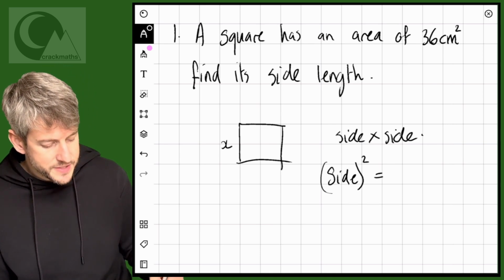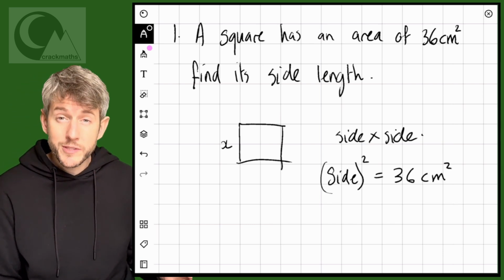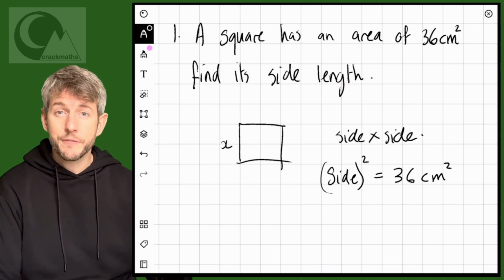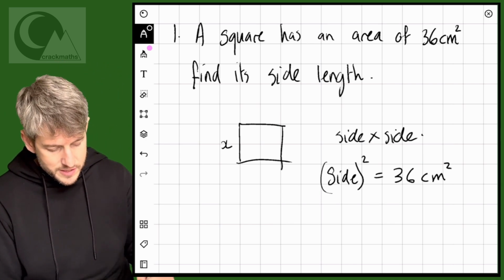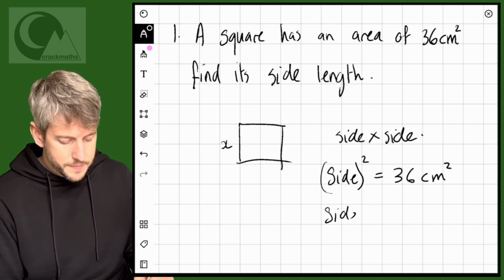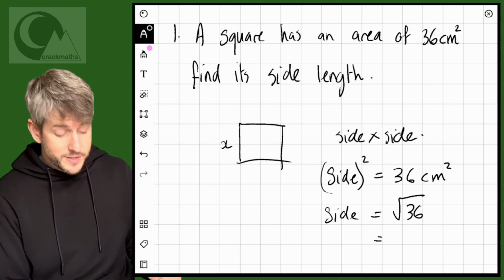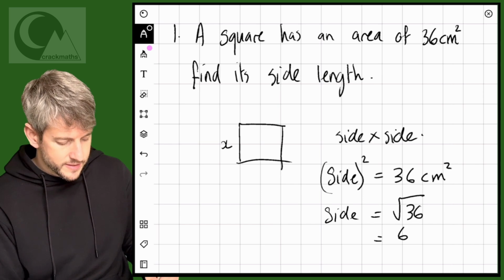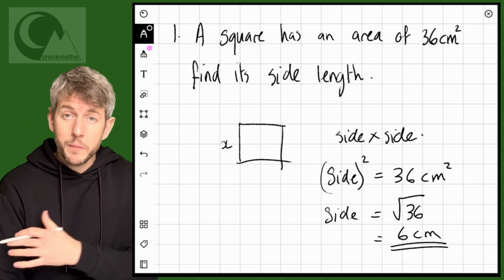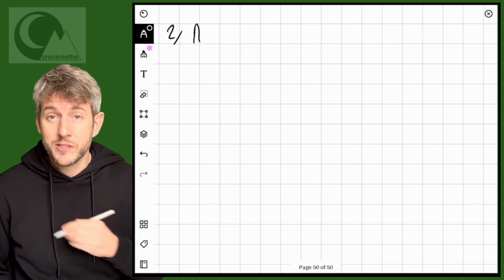Okay, so if the side length squared equals 36 centimeters squared, now if we want to find the side, we need to go from the square number back to its root. So we're going to need to find the square root of 36. So if the side squared equals 36, the side will equal the square root of 36, and the square root of 36 is equal to 6. So there we go. So we've moved from the square number back to the square root. Right, let's have a look at question 2.